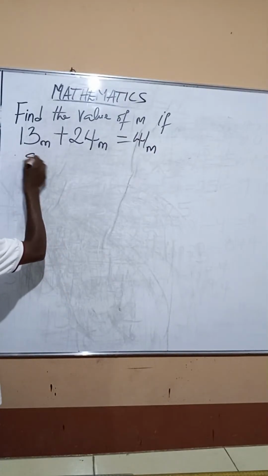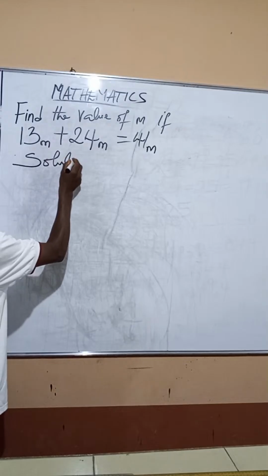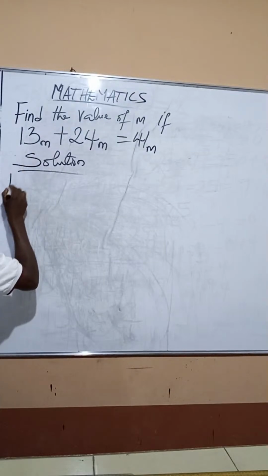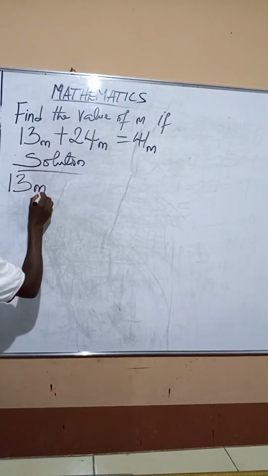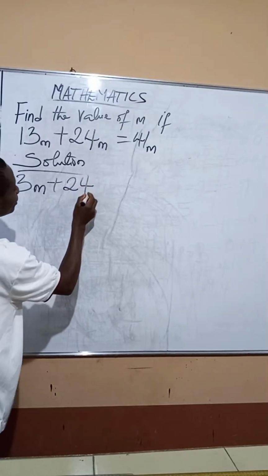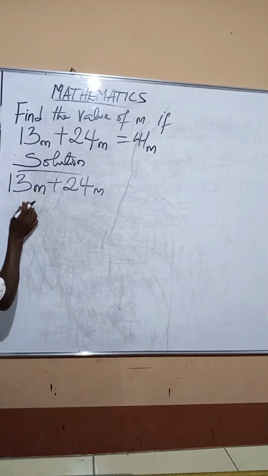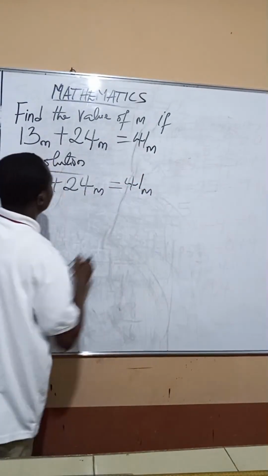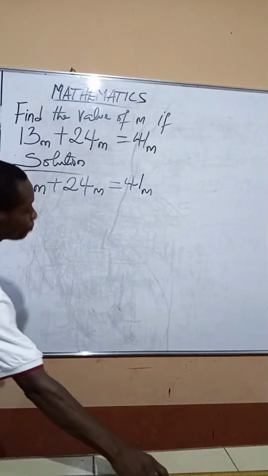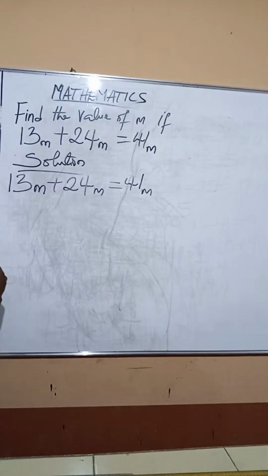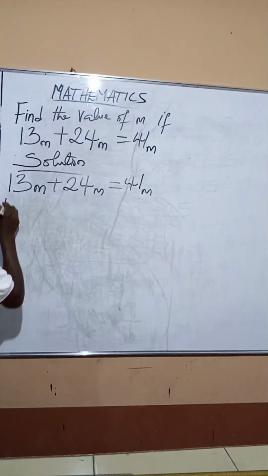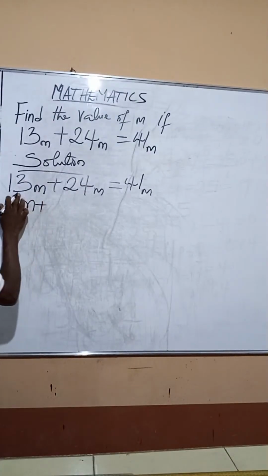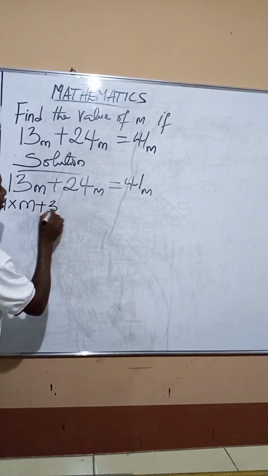This is going to give us, let's write the solution here. So we have 13 to the base of M, plus 24. This is not 13M, it's 13 to the base of M. And this is equal to 41 to the base of M. Please take note. This is very important. So let's expand. This is 1 times M. Remember what I told us? 1 times M, then plus 3 times M. Just write it. Forget about the power first, okay?